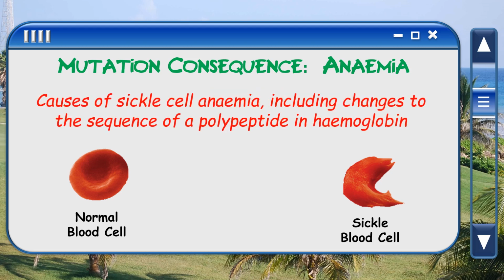Causes of sickle cell anemia, we have said, include the changing of the sequence in the polypeptide of hemoglobin. If we change the sequence of the polypeptide in hemoglobin, we are going to cause what we are calling sickle cell anemia.